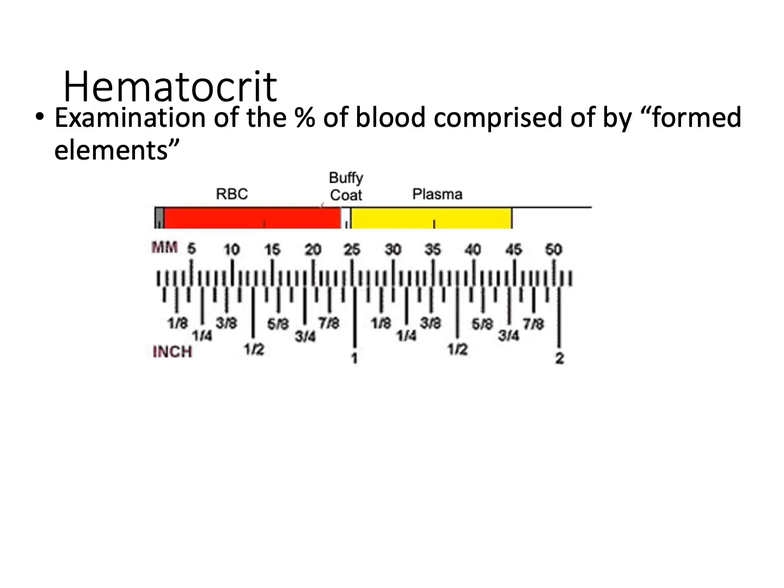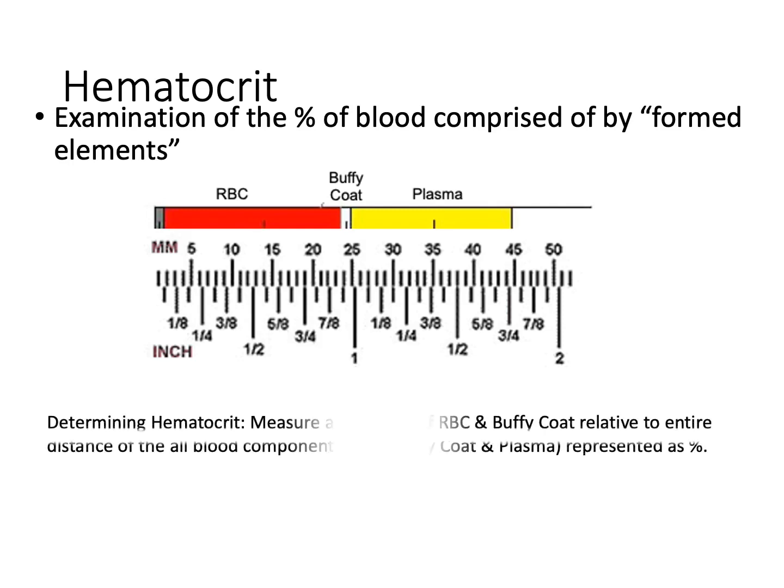and that term is hematocrit. Hematocrit is the examination by percent of the blood being formed by the formed elements. And so what we do is we determine hematocrit based off of what's referred to as a hematocrit tube. We take a small little tube of blood, we put it into the centrifuge, and we spin it.